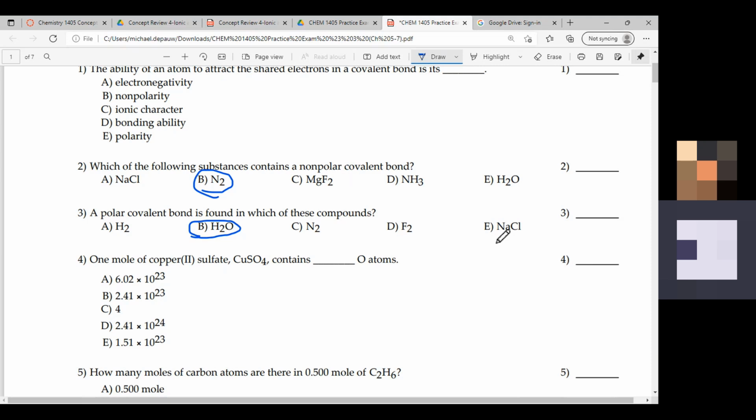It is ionic. The difference is that covalent means the electrons are shared between the atoms, whereas an ionic bond is where one atom completely rips the electron away from the other. So you get a full positive and full negative charge.